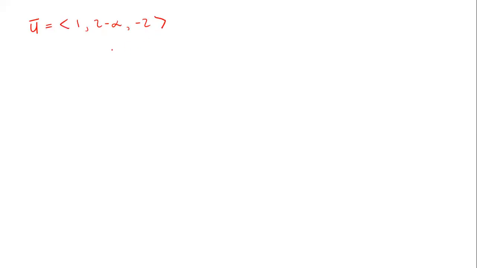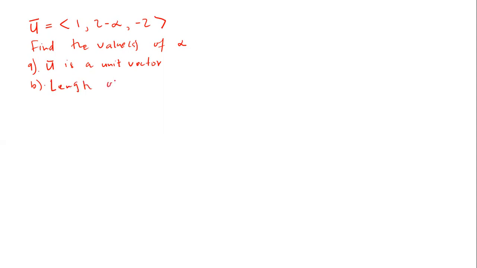So let's say you are given this vector, and the statement says: find the value or values of alpha at which, number A, vector u is a unit vector, and number B, the length of vector u is 3.